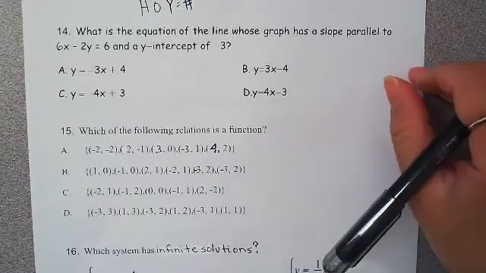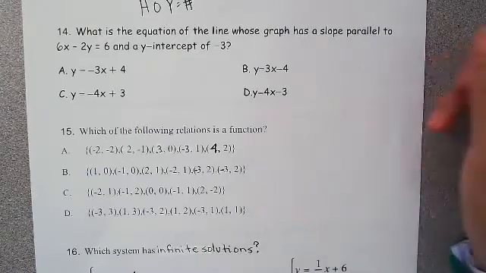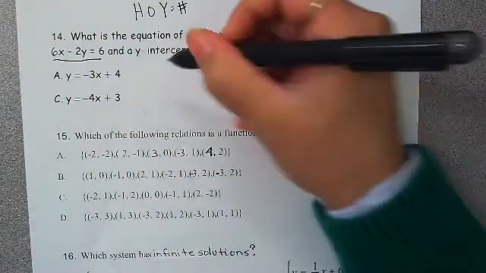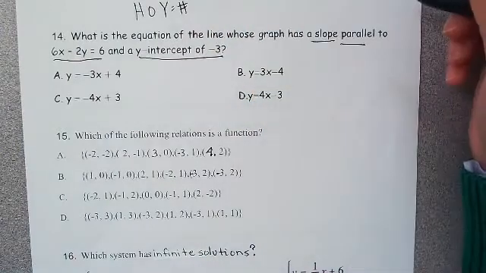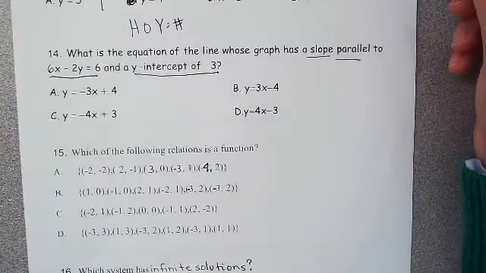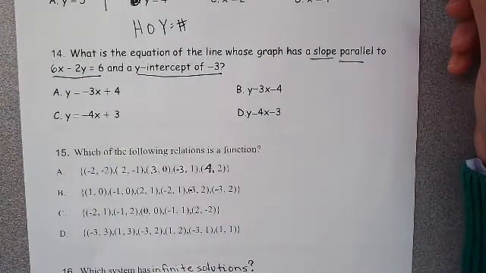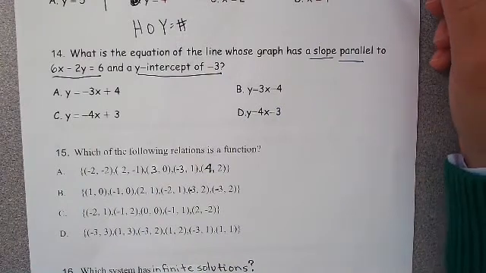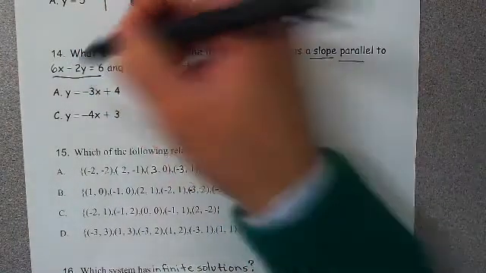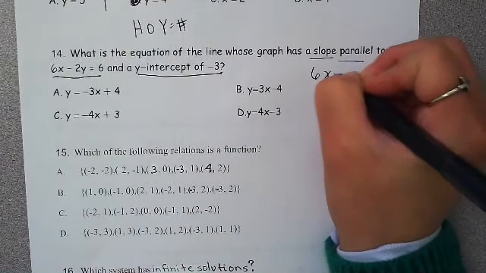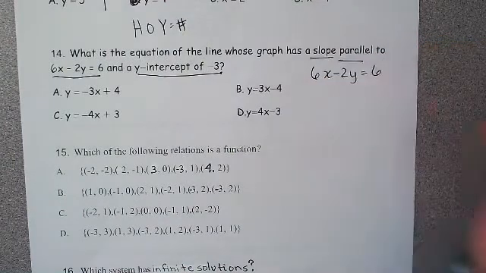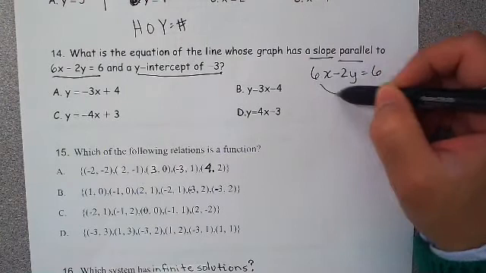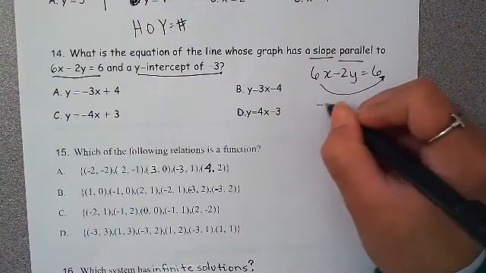All right, 14. What is the equation of the line whose graph has a slope parallel to this equation and has a y-intercept of -3? Okay, well, first of all, if the y-intercept is -3, I mean, I can already tell what the answer is probably going to be. Okay? But let's talk about this. If you are given a standard form equation, you don't know the slope of it yet, okay? You have to solve it for y. So move this guy over.